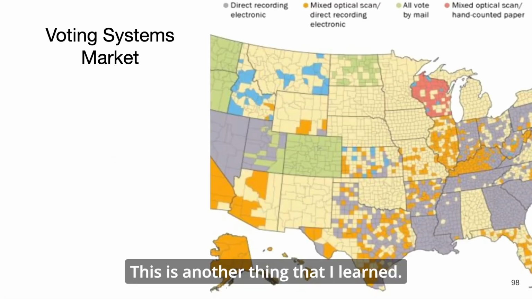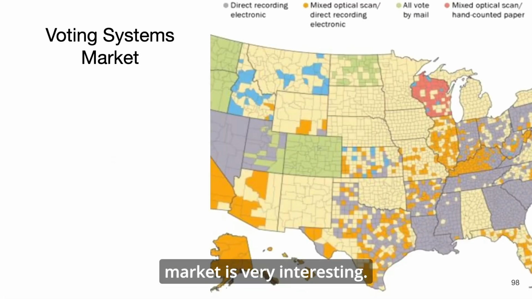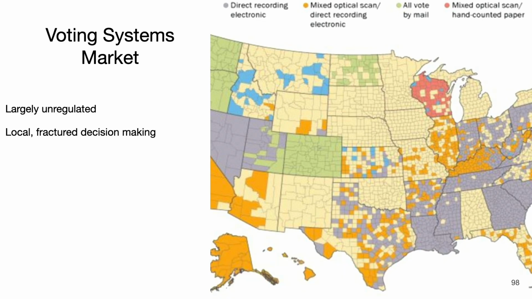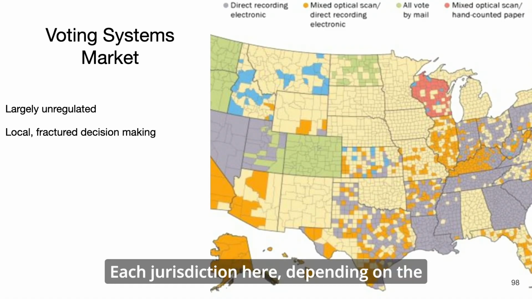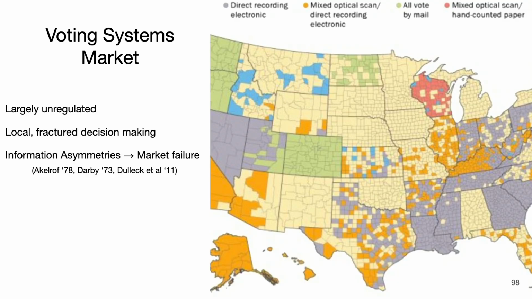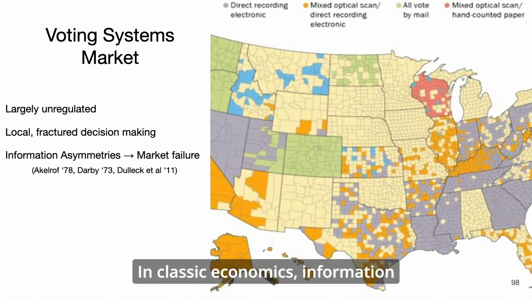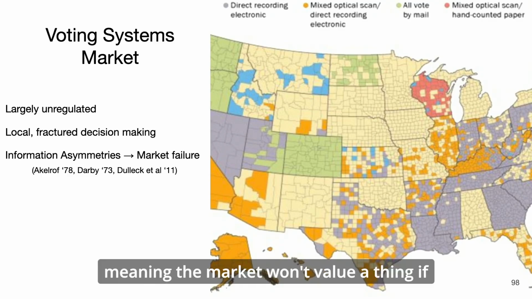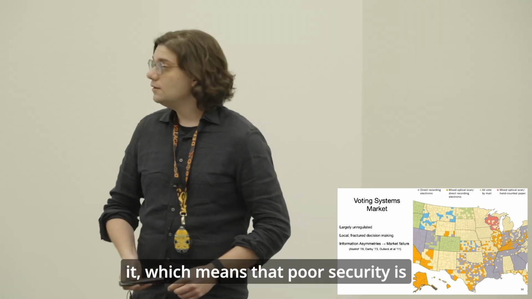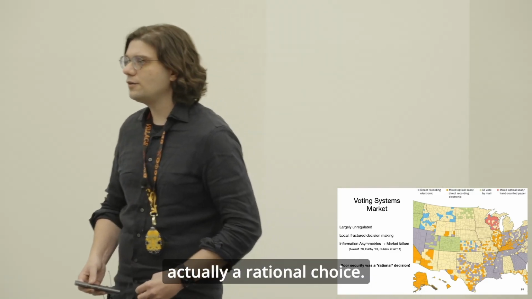And this is another thing that I learned. The voting systems market is very interesting. In particular, it's largely unregulated in a bunch of ways. It's local. There's fractured decision making. Each jurisdiction here, depending on the state, may or may not get to make independent decisions on the technology that they use. And in classic economics, information asymmetries like this actually will result in market failure, meaning the market won't value a thing if you can't measure it, you can't understand it. Which means that poor security is actually a rational choice.